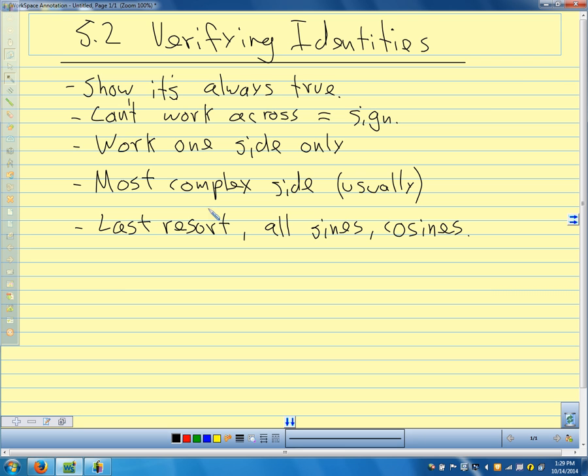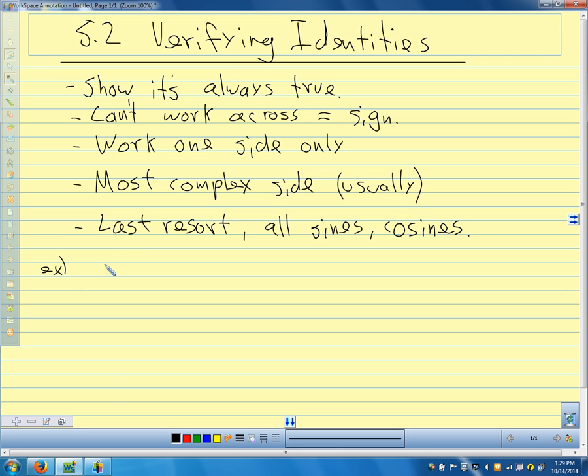It's important to remember one common mistake that people make is they want to work like we're solving an equation. So you can't add something to both sides. You can't divide both sides by something. You don't know that they're equal. You're trying to show that they're equal. All right, so let's look at some examples. All of our examples today are verified.